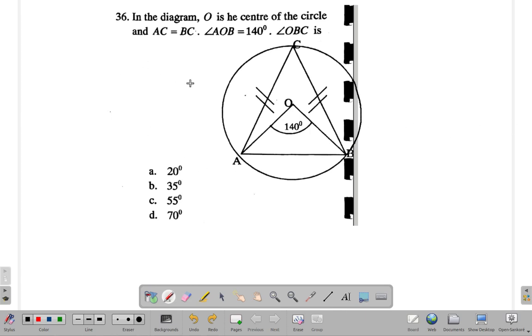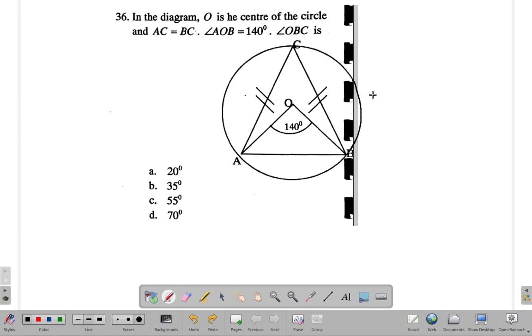Pause the video. Take a minute and a half to 2 minutes to complete this, and then come back to it. All right. What did you get as an answer?